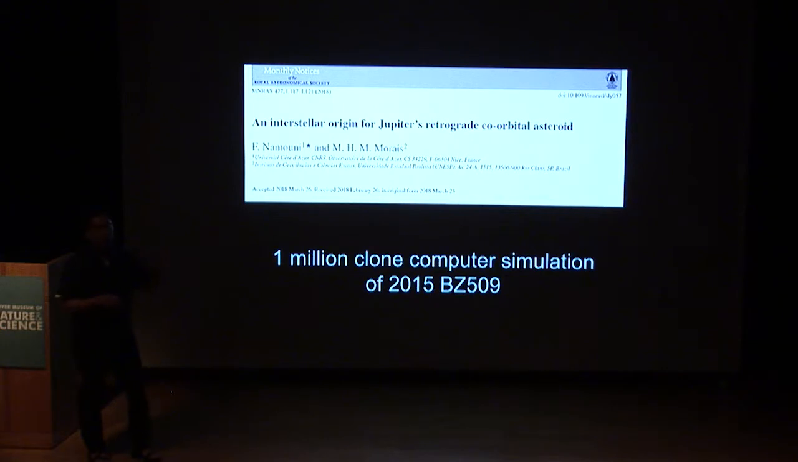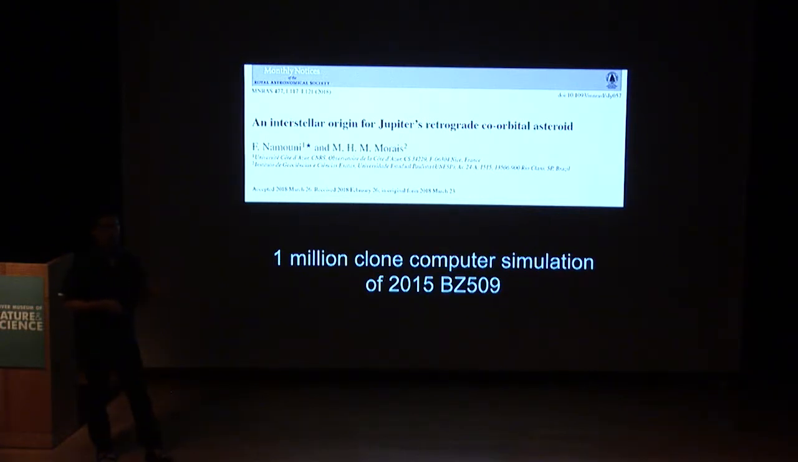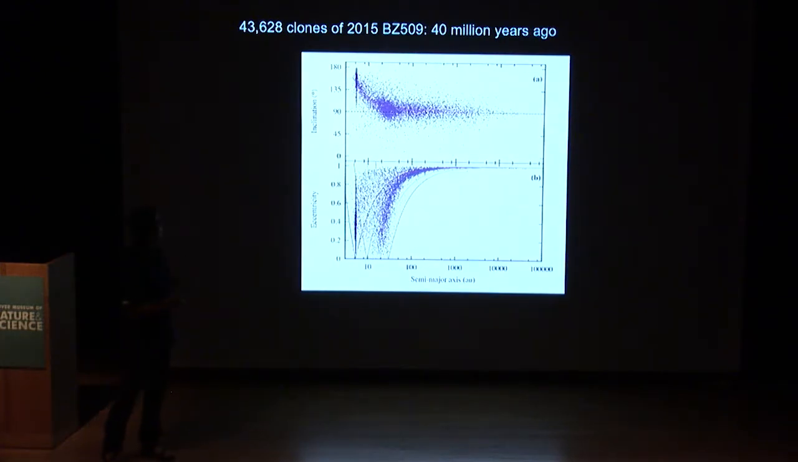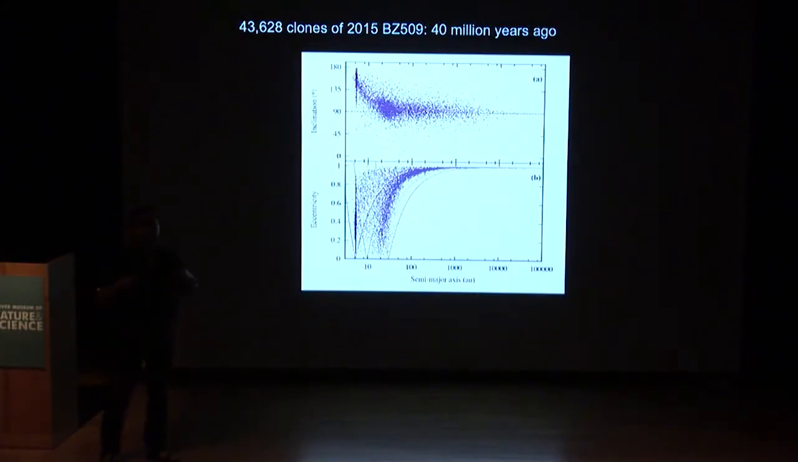And what they did was they started out with the parameters as they know it for today for this asteroid, and then they ran the computer simulation backwards into the past. So here is what happened after about 40 million years into the past. Out of those million clones of BZ509, most of them got ejected. So more than 900,000 of these clones got ejected from the solar system, or they ended up falling into the sun, and so you know that that's not realistic.